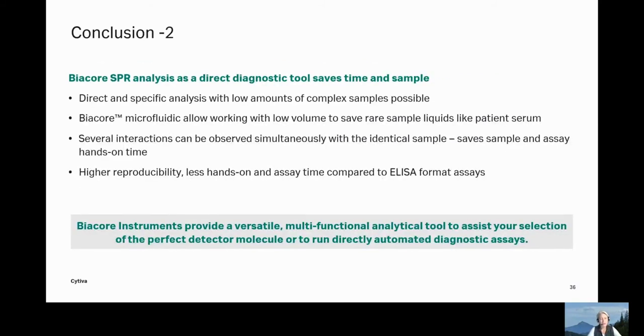In the second part of my talk, you have seen examples where Biacore SPR analysis was employed as a direct diagnostic tool to save assay time and sample material. A direct and specific analysis with low amounts of complex samples is possible because Biacore microfluidics allow working with low sample volumes to save rare liquids like patient or animal serum. Several interactions can be observed simultaneously with the identical sample, saving sample material and assay preparation time.